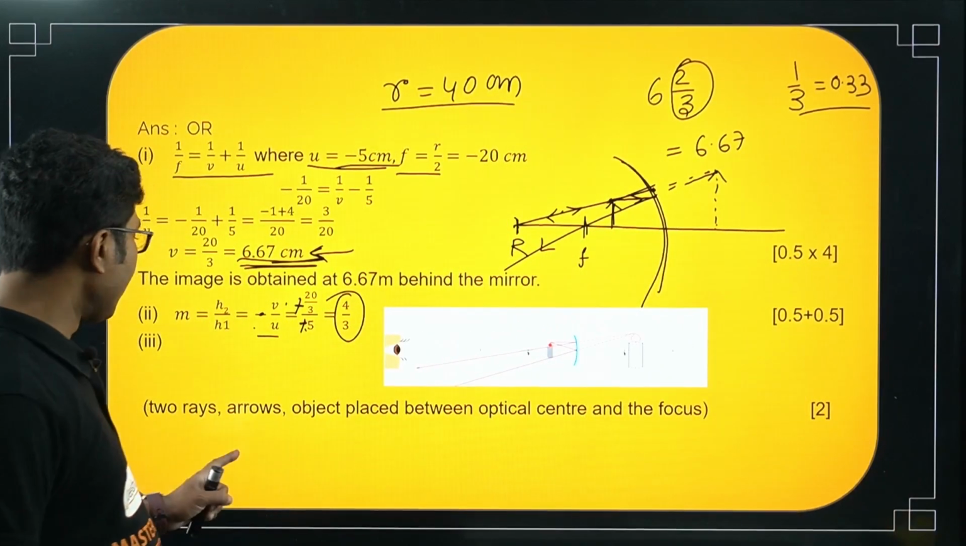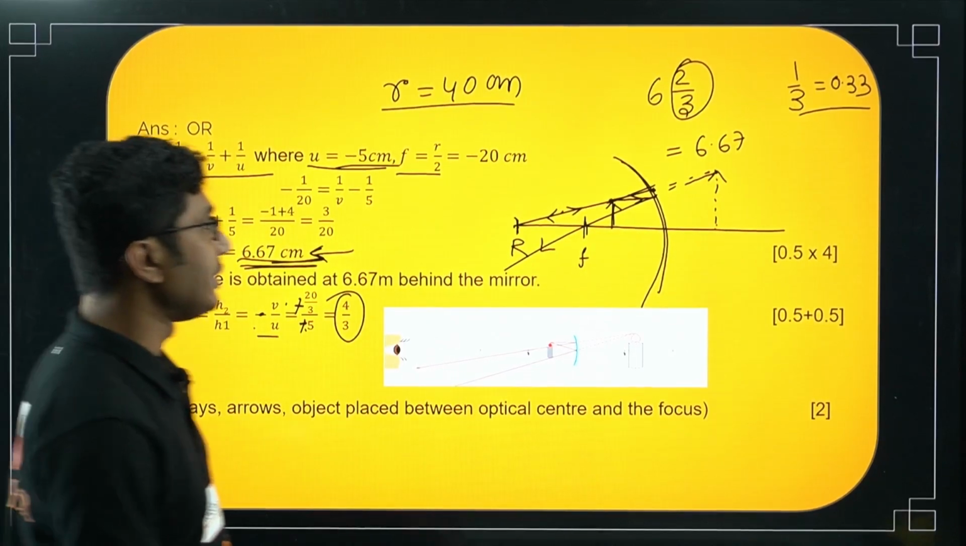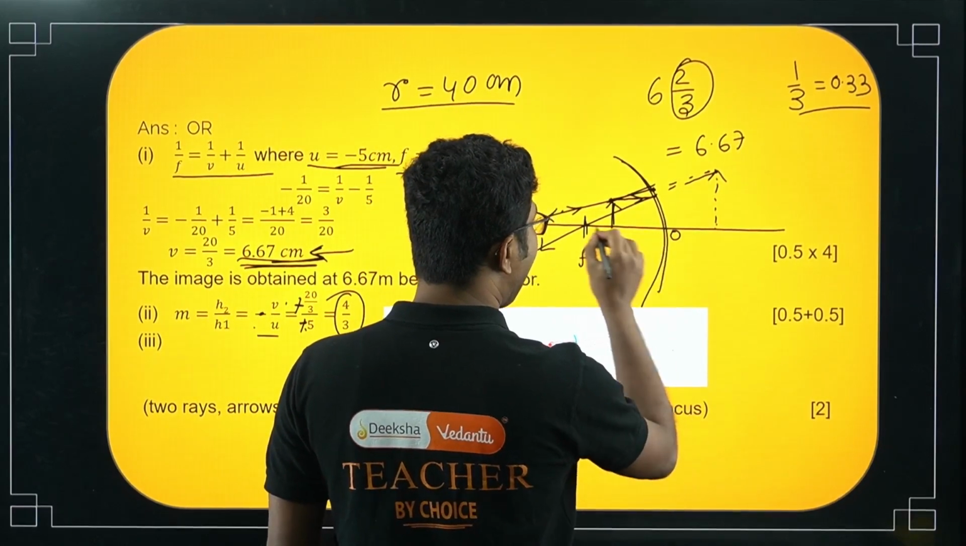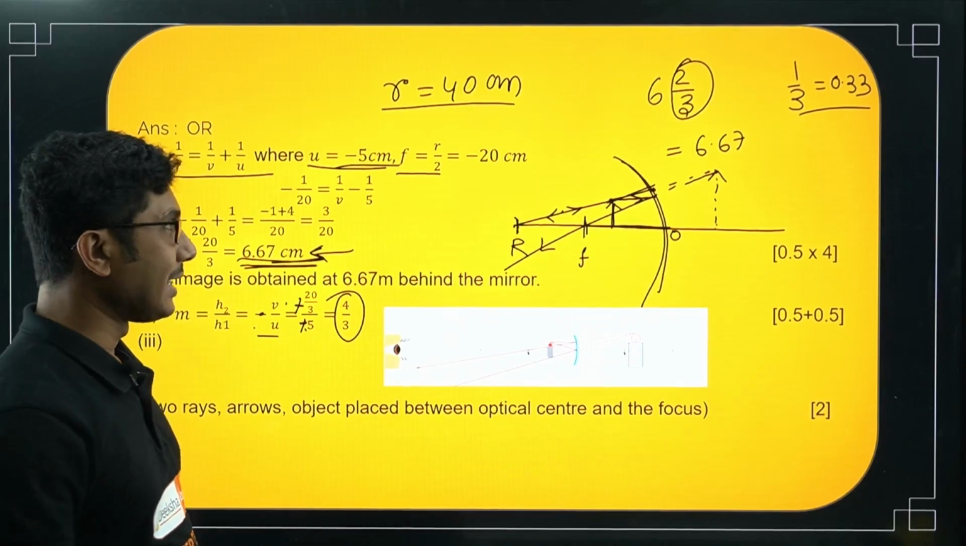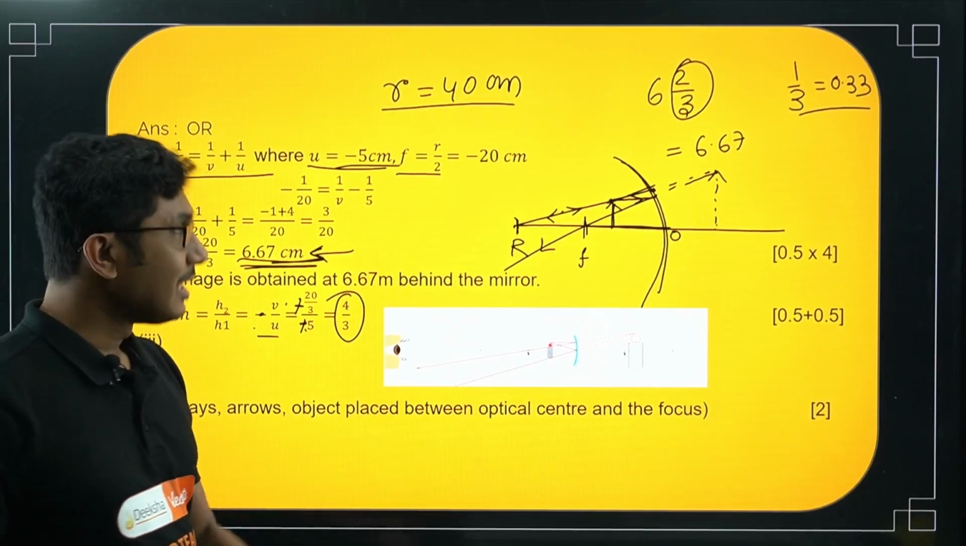So two rays, arrows, object placed between the optical center and the focus. So here it is important that the object is placed between the optical center and the focus. And the image is virtual and upright or erect. So these are the important things that you have to remember while drawing this ray diagram.